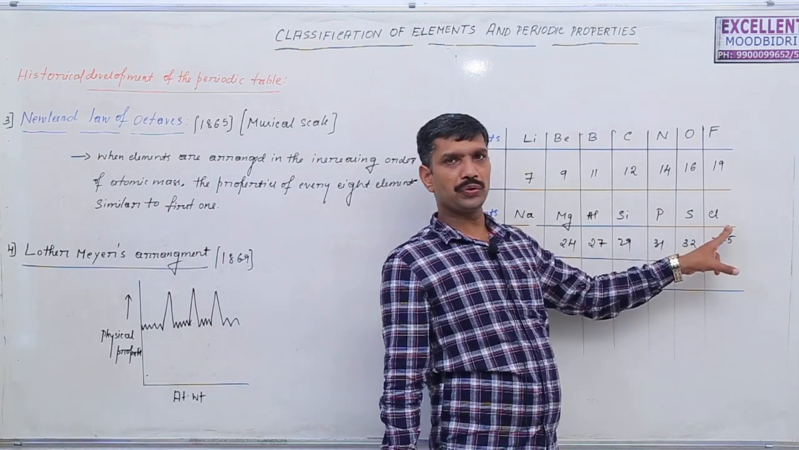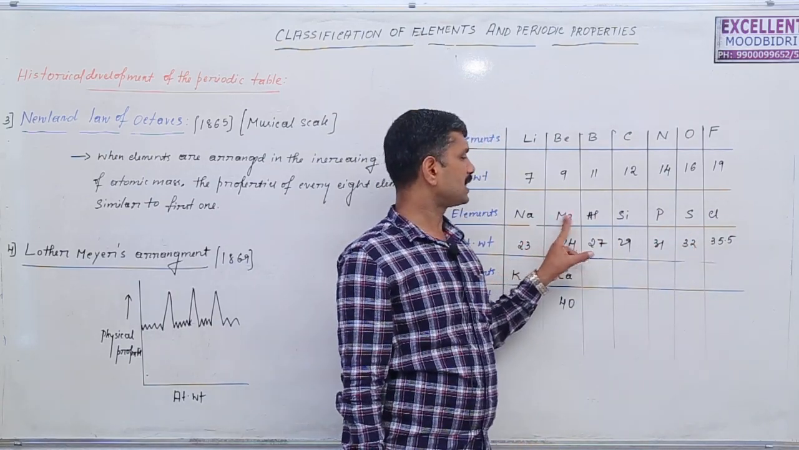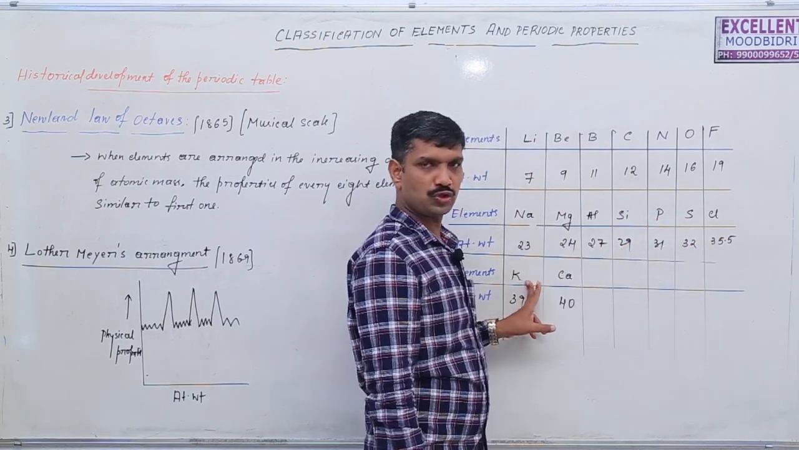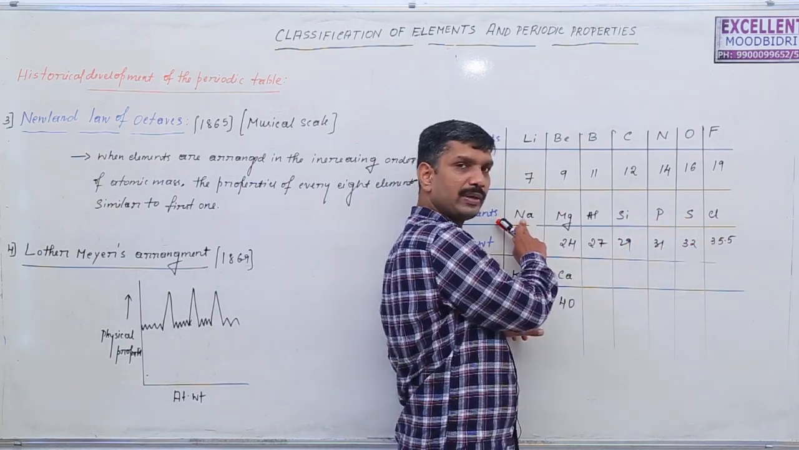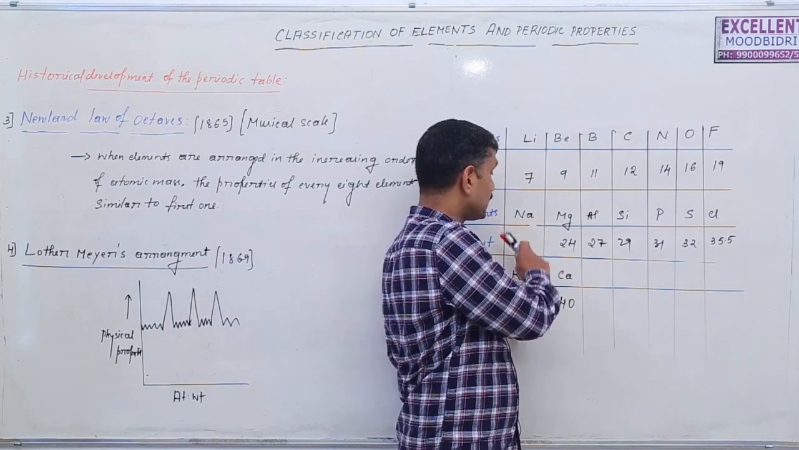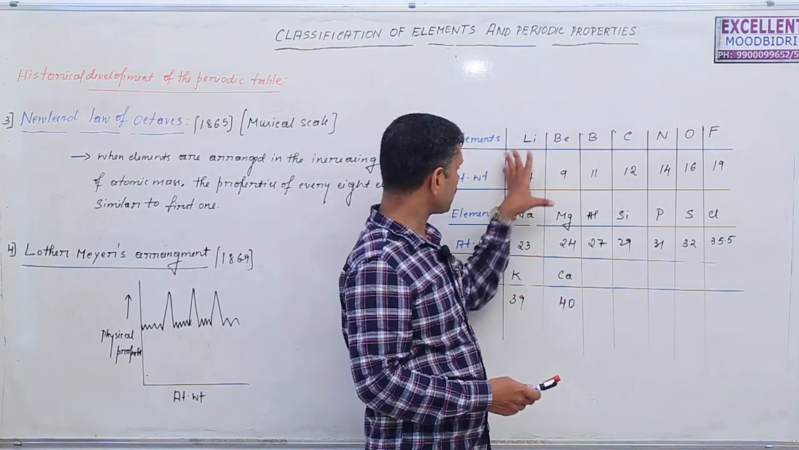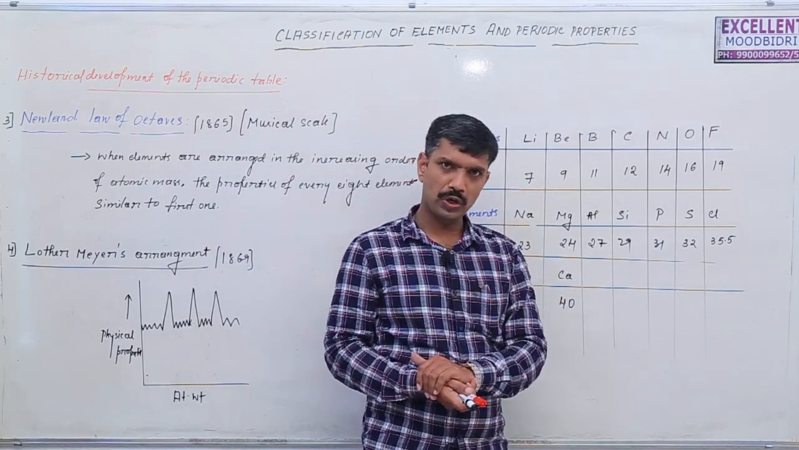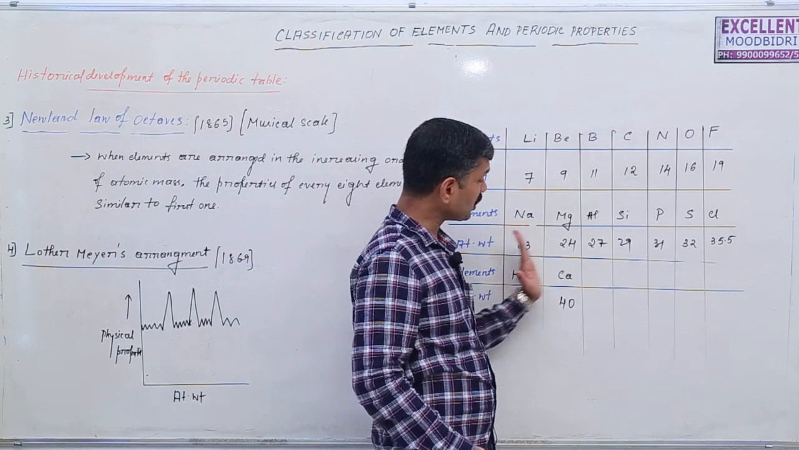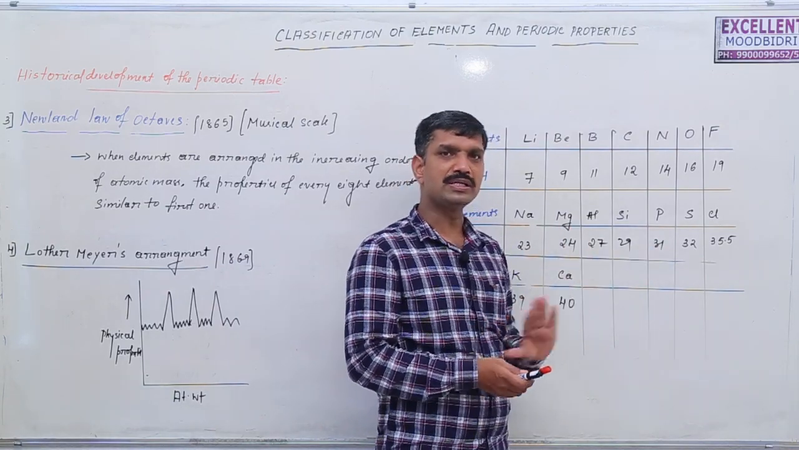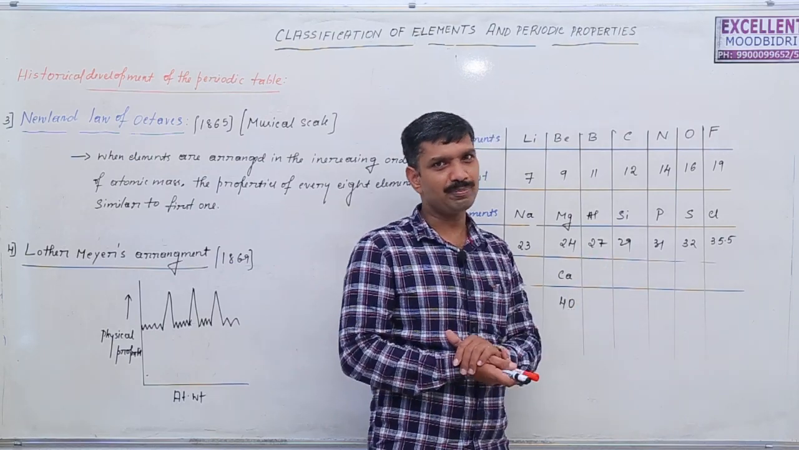The same trend continues: sodium, magnesium, aluminum, silicon, phosphorus, sulfur, chlorine. Next potassium. Here sodium is the first element, and potassium is the 8th element. These properties are similar. This will continue, but the main drawback of this periodic table is that it is restricted to only calcium. After calcium, this musical scale is not applicable.